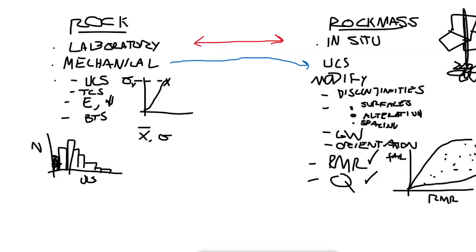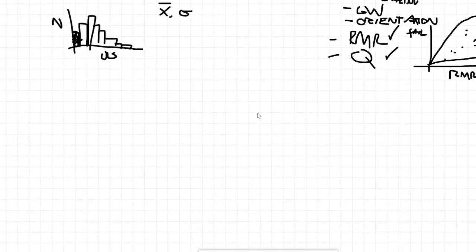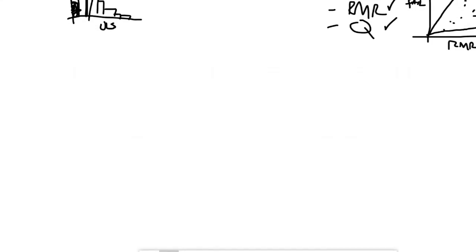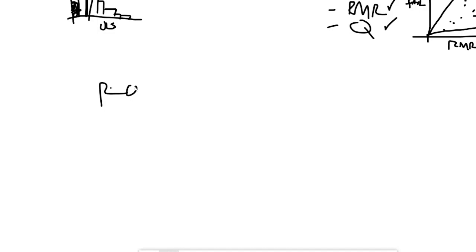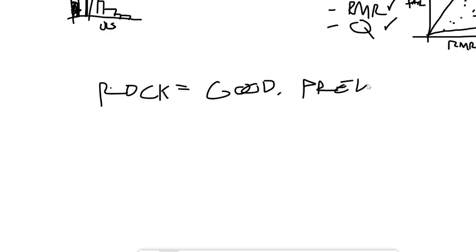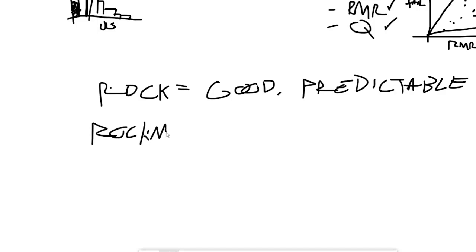If you're looking for one big takeaway, it's going to be that rock is, generally speaking, good and generally predictable, and then rock mass is going to be not the polar opposite, right? We still work around it, but it's going to require much more work. And that's an important thing to understand, right? For people who are just kind of starting off, right?